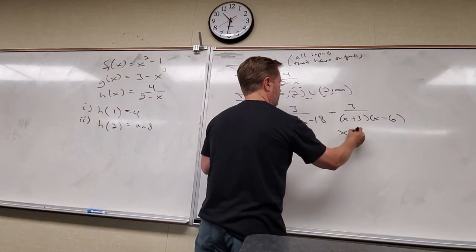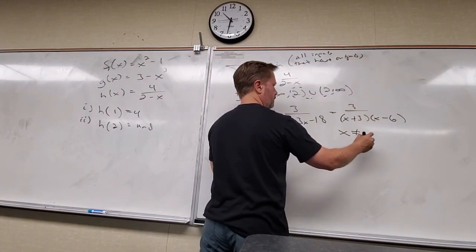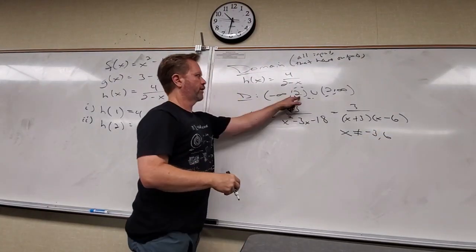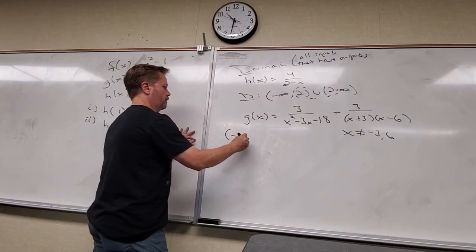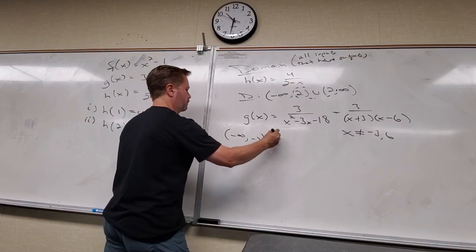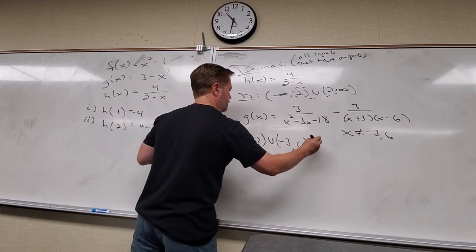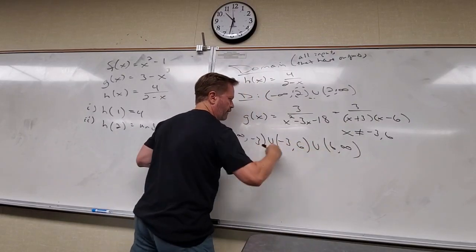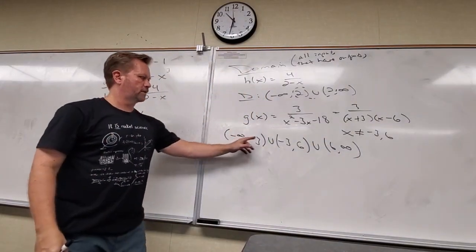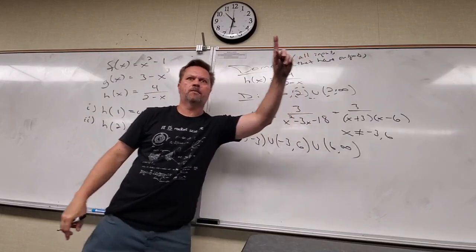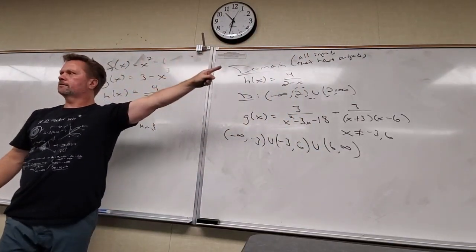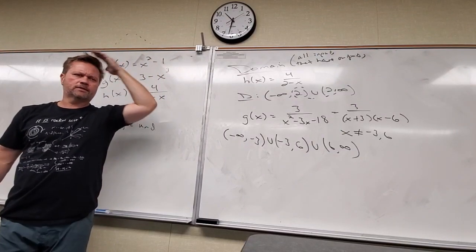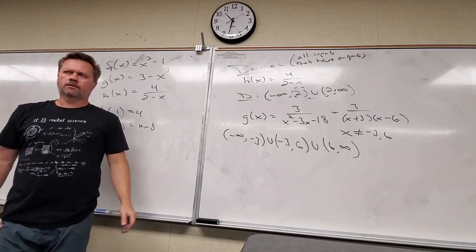So I can write it like this. X can't be what? Negative 3 or 6. How do I write it? Negative infinity, stop at negative 3, skip 6. Do you see how you just repeat this for whatever I have to skip? Negative infinity, skip negative 3, skip 6, keep going. That's all that means. So that's the interval notation way.